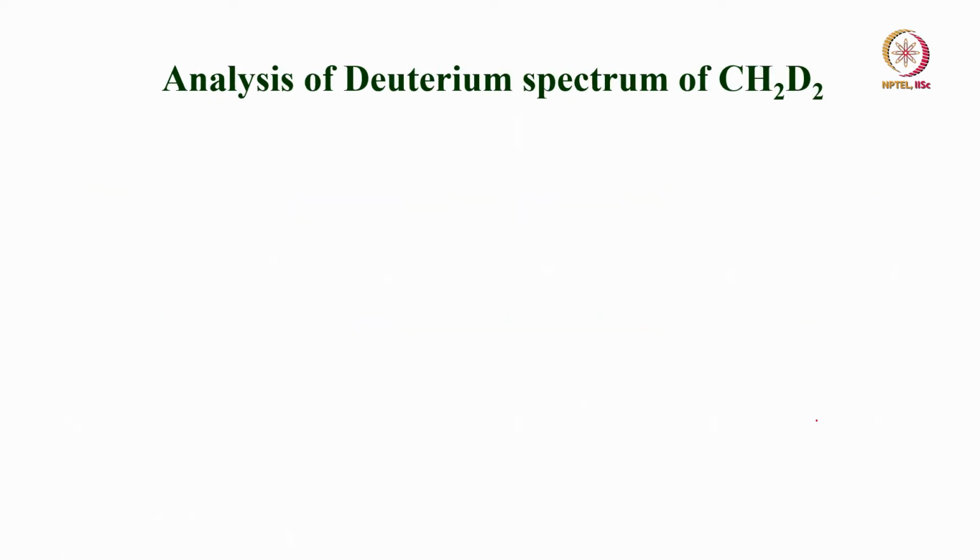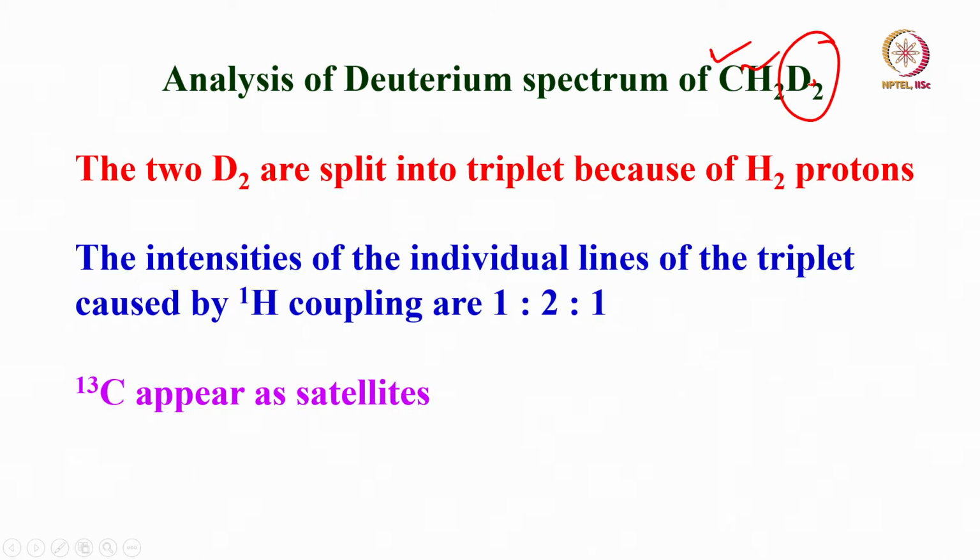Now what happens if I observe deuterium? That is another possibility. I saw carbon-13, I saw proton, I agree. What about deuterium then? Deuterium is split into a triplet because of CH2, 2 equivalent protons. True. Then will it not couple to carbon-13? Yes, it does couple to carbon-13, but carbon-13 appears as satellites. Since it is natural abundance, right now we do not worry about it. So they are small intensity peaks.